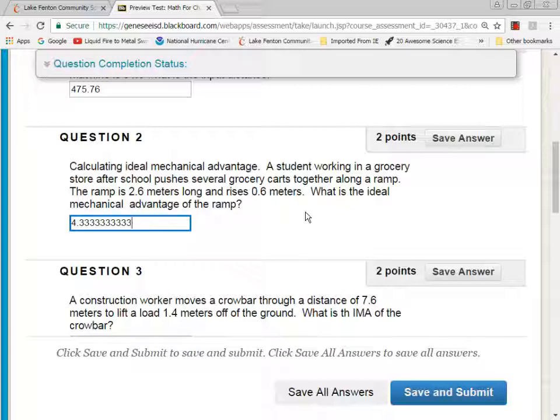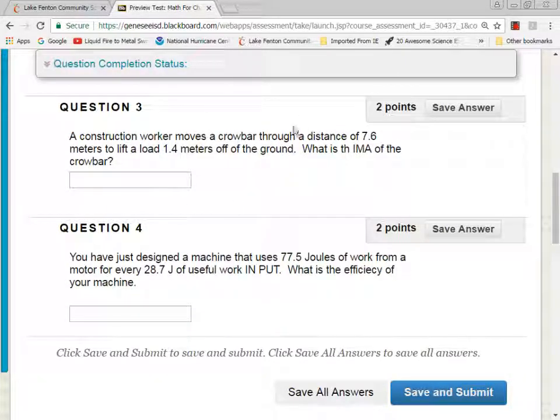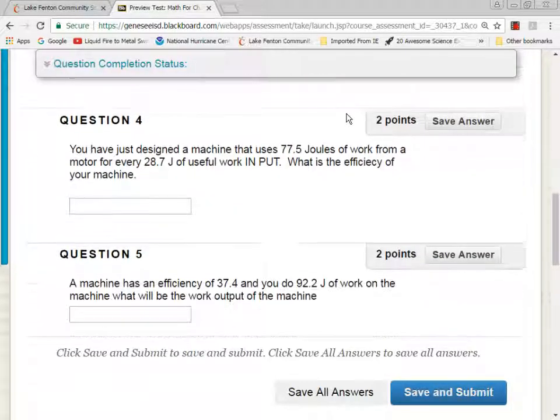Many of you take it to the second decimal. A constructor moves a crowbar through a distance of 7.6 meters to lift a load 1.4 meters. What is the IMA? This one, you simply divide. First number divided by second number.